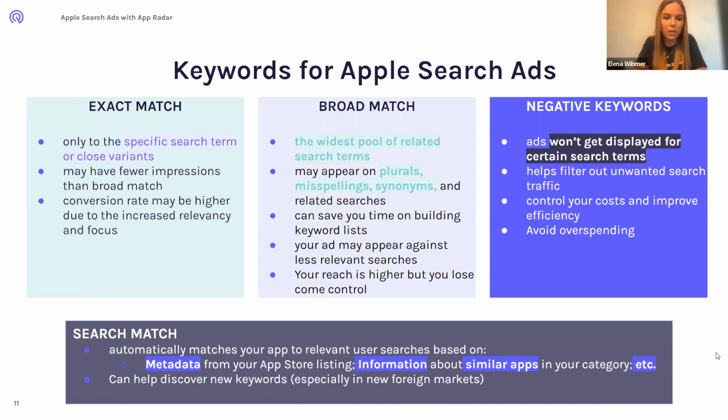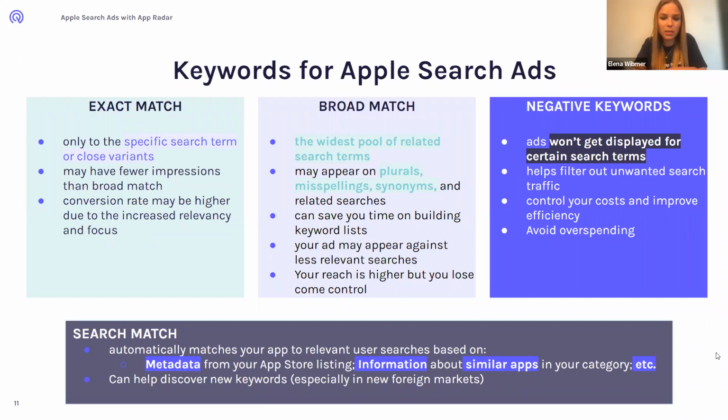Versus the broad match variant, where it will match your app to a wide pool of related search terms, such as synonyms, plurals, misspellings, and so on. And here, of course, it can save you time building keyword lists, but on the other hand, it might also happen that you appear for really not relevant keywords and will spend way more.